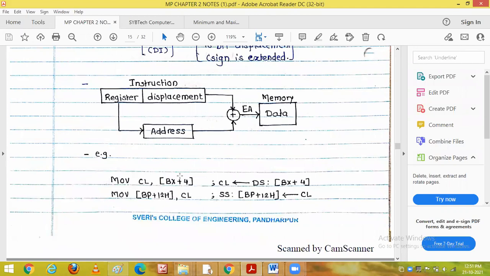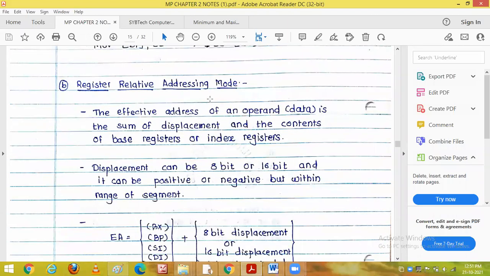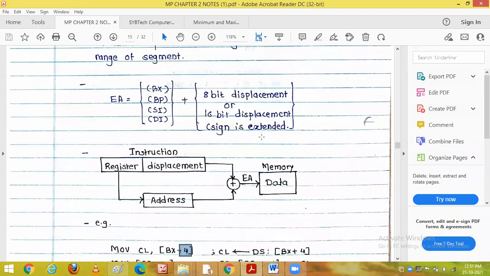So it is relative; you call it relative. The offset of 4 bits is added to the BX base register, and then you transfer it into CL through the DS. DS means what? It is the data segment. So BX plus 4, you transfer it into CL through the data segment. This way you manipulate register relative addressing modes. These things will be clearer while we are doing the lab programs. But for now, go through the theory part.